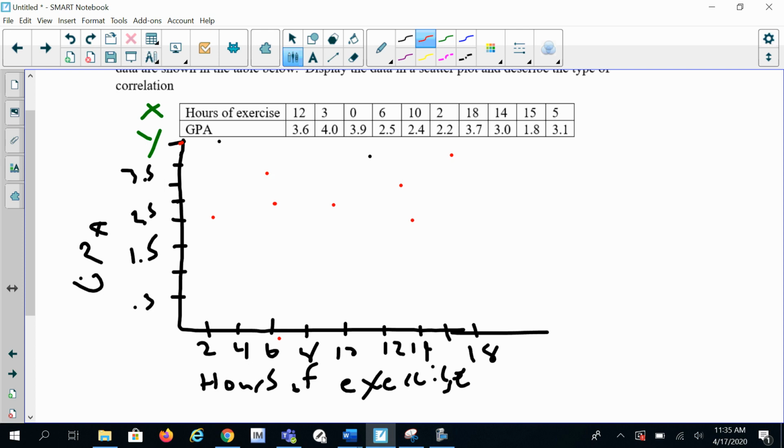So this doesn't look like anything. Hey, I don't see any slope. There's no positive line going like this. Maybe slightly negative. I honestly have no idea. This looks like a blob.